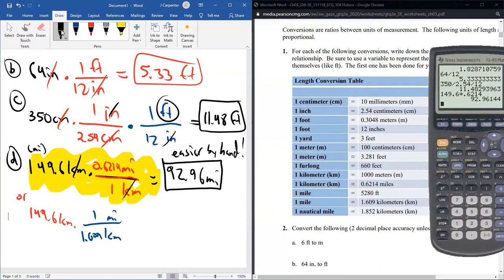And here's the reason, this is the entire reason, this is a multiplication of 149.6 times 0.6214. Would you rather multiply decimals or would you rather divide decimals? That's what I'm talking about easier. By hand, I would much prefer to multiply decimals, especially when we're dividing by a 4-digit number, 1609. Good gravy. That is not a fun division to do by hand.